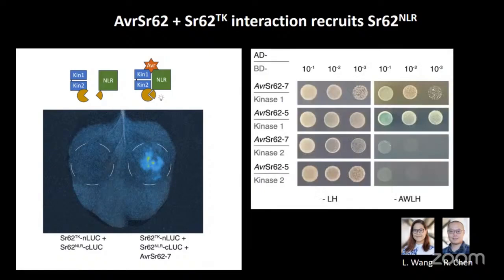When we then did yeast-2-hybrid and separated kinase 1 from kinase 2 in the wheat tandem kinase, we could show that it is kinase 1 which interacts with the effector. It's not kinase 2. Kinase 2 does not interact with the effector.